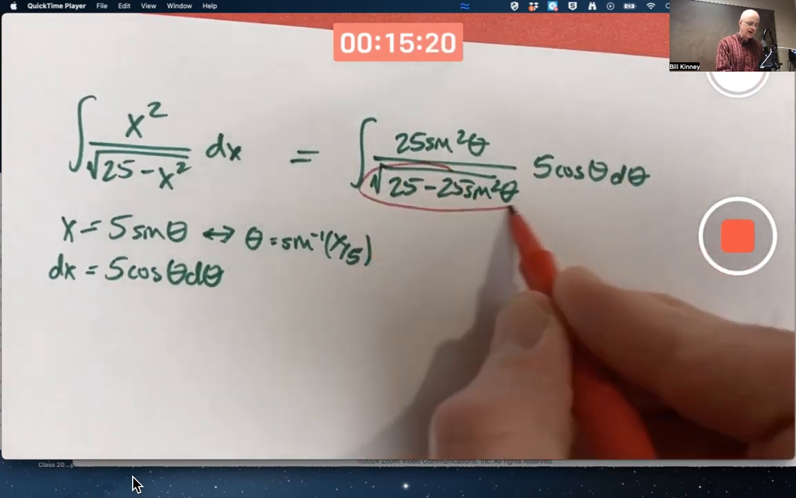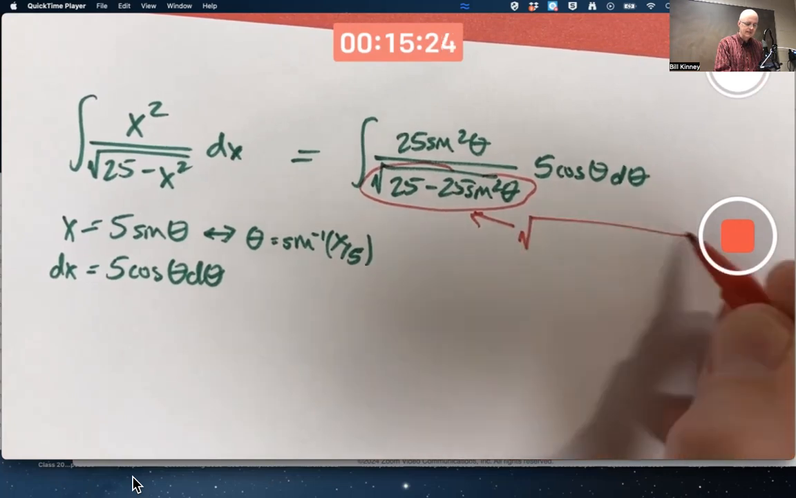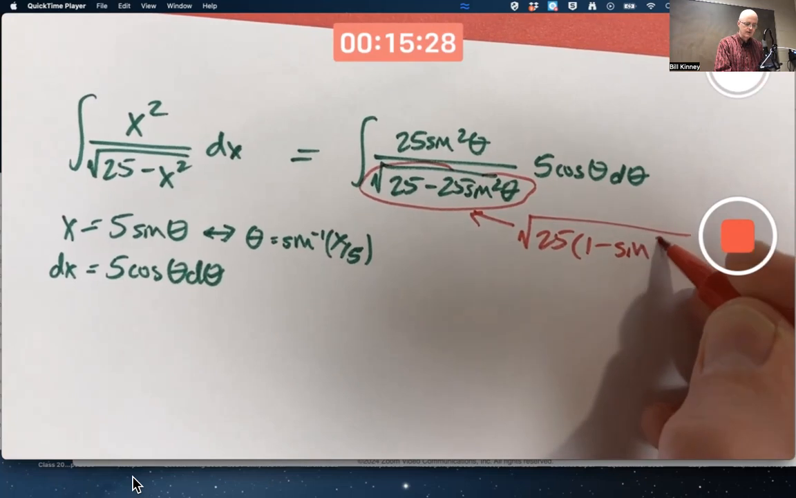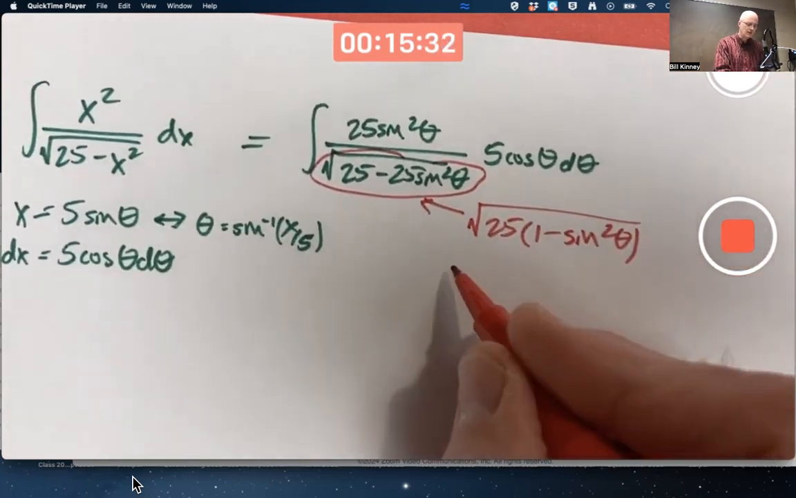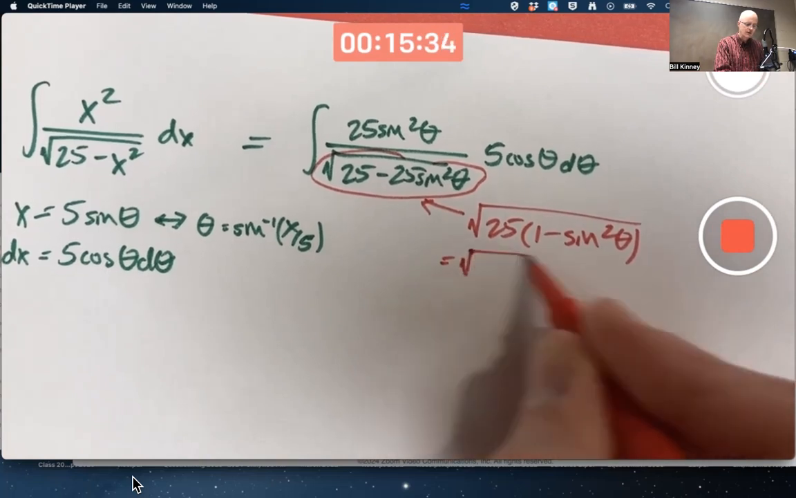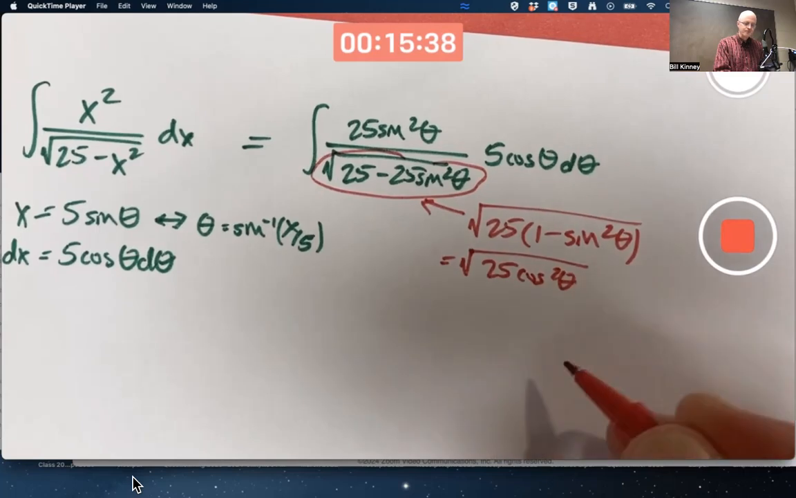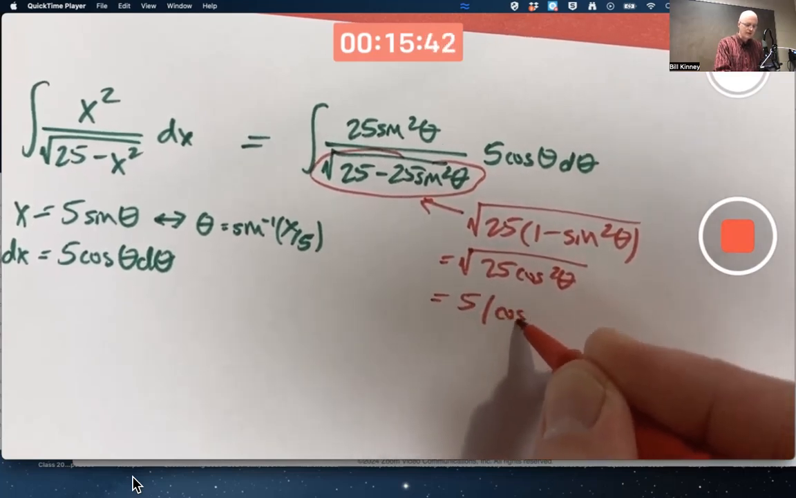Square root of 25 minus 25 sine squared. The thing that makes this work is that it can be simplified like this. That's square root of 25 times, in parentheses, 1 minus sine squared, which is 1 minus sine squared, which is 25 cos squared theta. Technically speaking, this is 5 times the absolute value of cos theta.